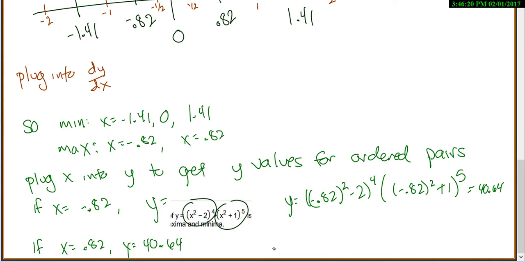And so you have two sets of coordinate pairs. Your maxes are going to be at -0.82, 40.64, and 0.82, 40.64. And so those are my maximums. If you wanted to find your minimums, the same things we had up here, we knew where our minimums were. You could just plug it into your original y equation to get y values.